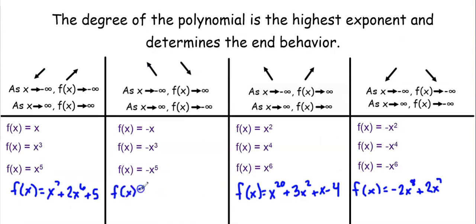f of x equals negative 2x to the 7th power plus 50.